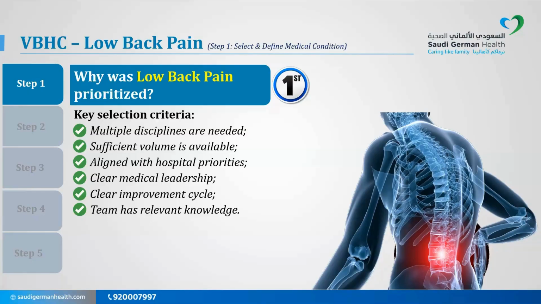When we started to implement this, we had to select one disease. So we started to look at our cases, and finally we selected low back pain. But why did we select low back pain? We selected low back pain as a first step because multiple disciplines are needed. Also, there is sufficient volume in our hospital. In addition, it is aligned with the hospital priority and vision. Also, there was clear medical leadership and a clear improvement cycle, and the team has relevant knowledge.